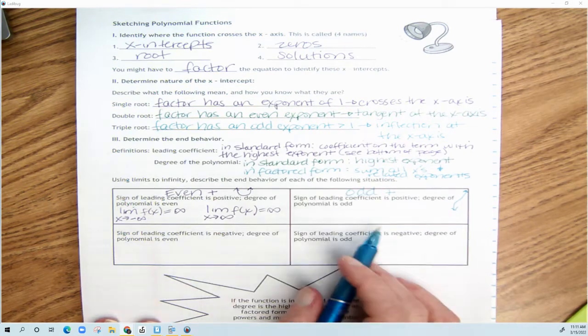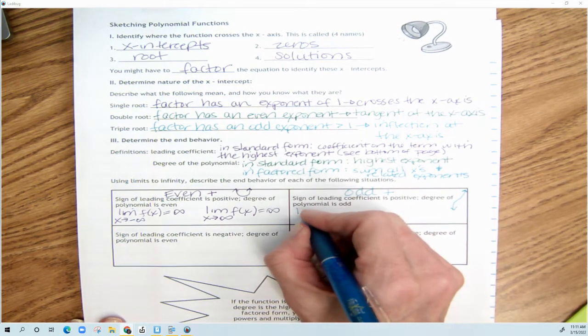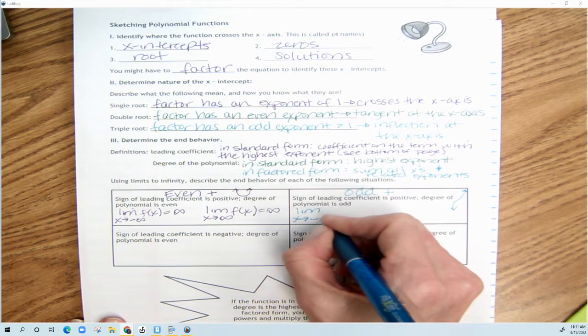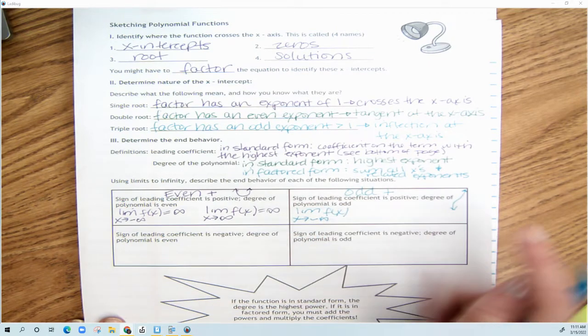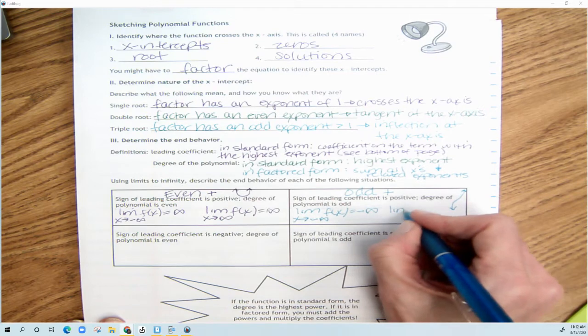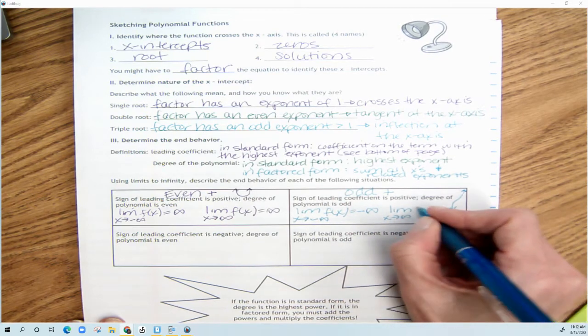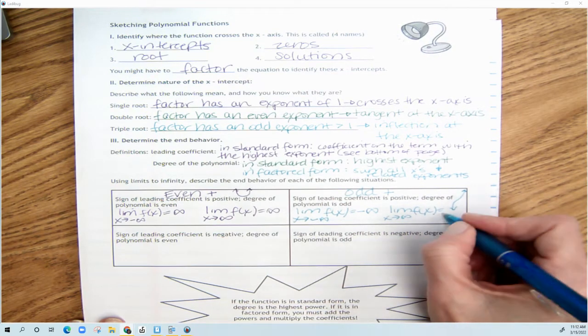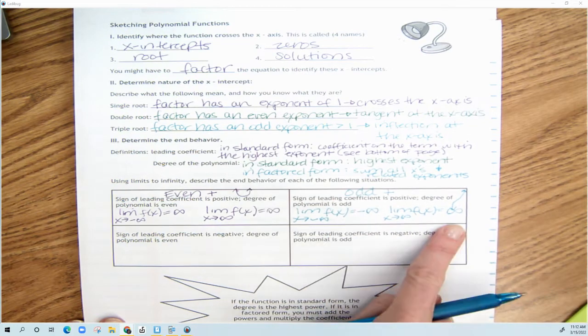So if we state that in terms of limits, the limit as x goes to negative infinity, it's going down on the left. So we do negative infinity, and the limit as x goes to infinity, it's going up on the right. So left, down, up, right.